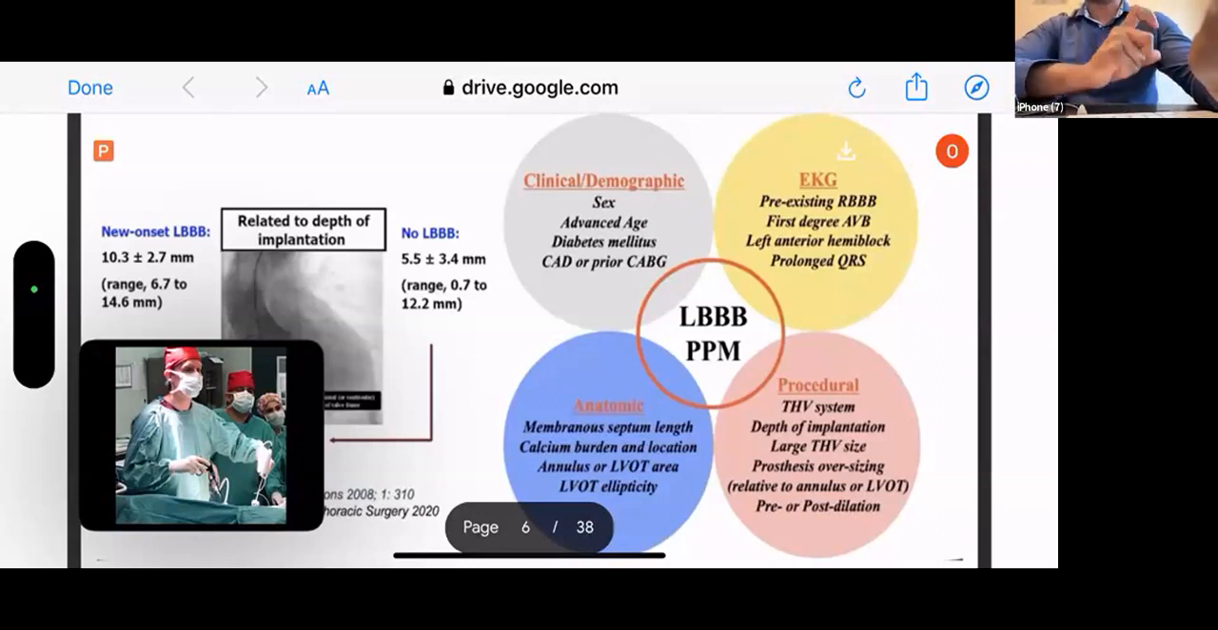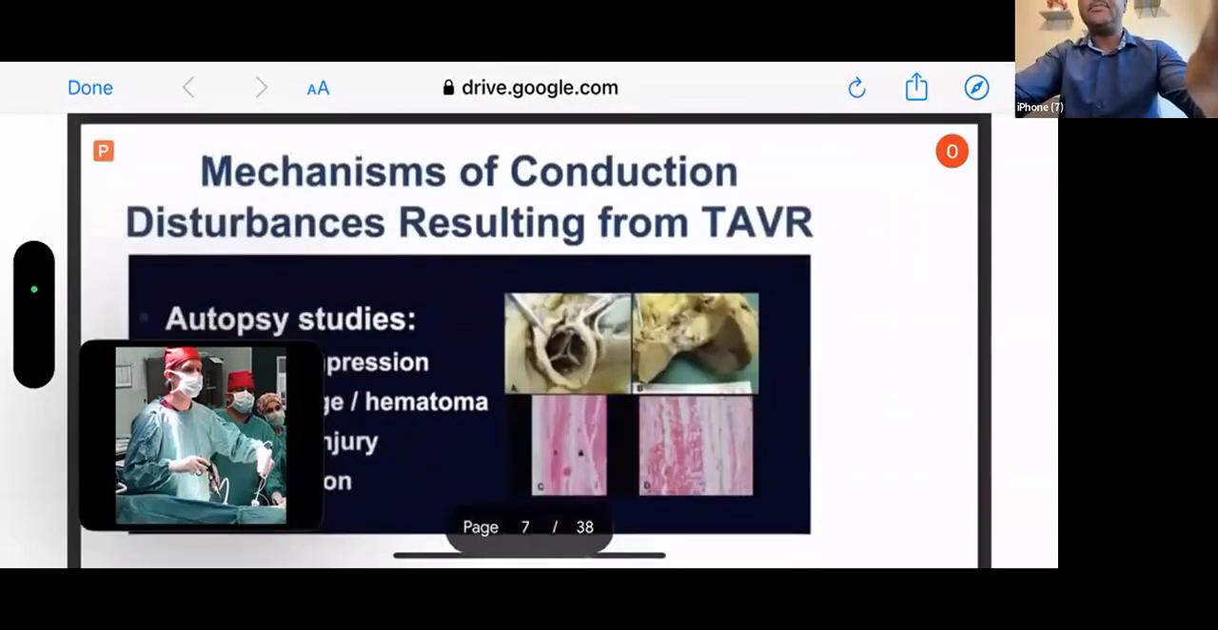Because sometimes, because of the amount of calcium that is in the aortic valve area, we may elect to do pre-dilation first before we put the valve. And also sometimes when we put the valve and we see there's a lot of paravalvular leak, we may also do a post-dilation. So those dilations also would increase your risk of developing a conduction abnormality.